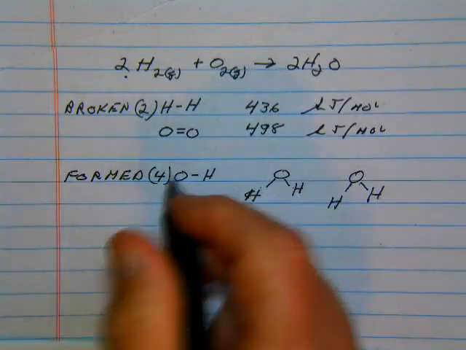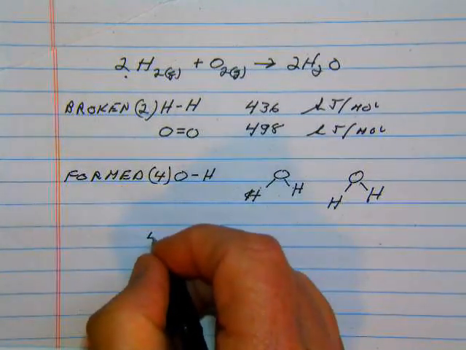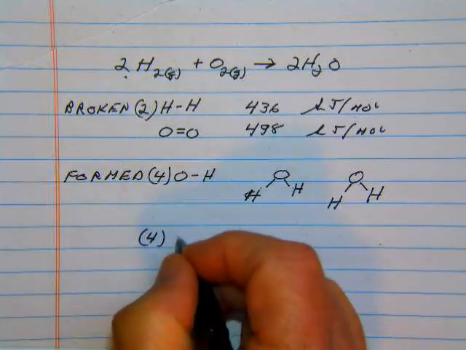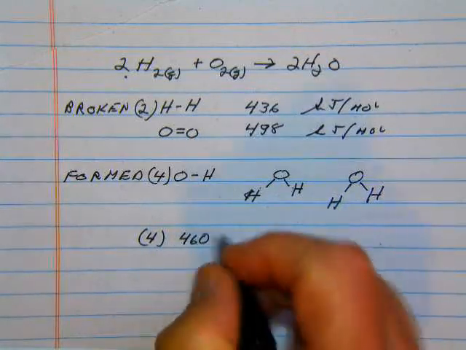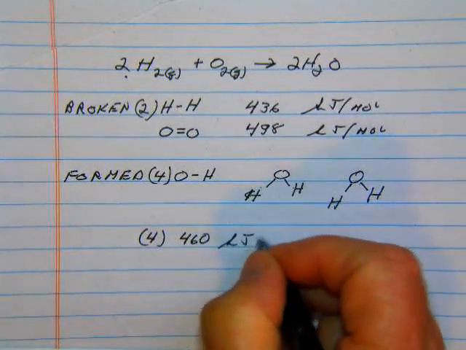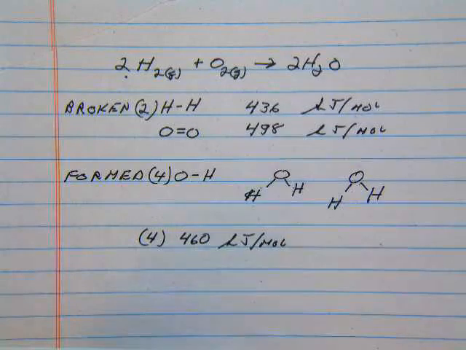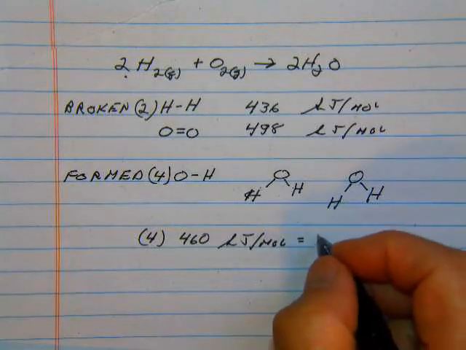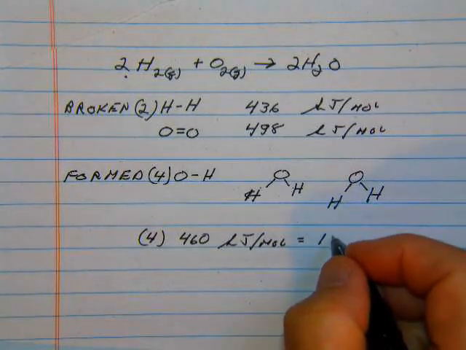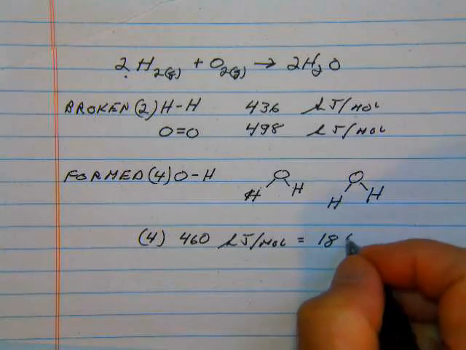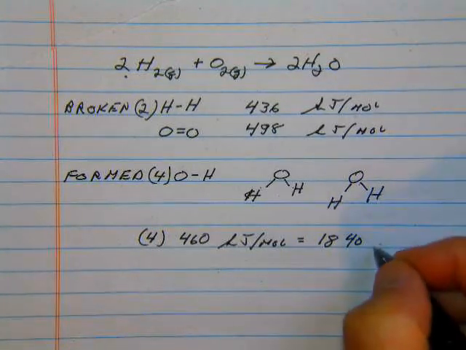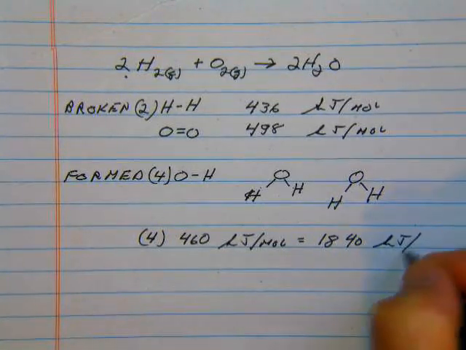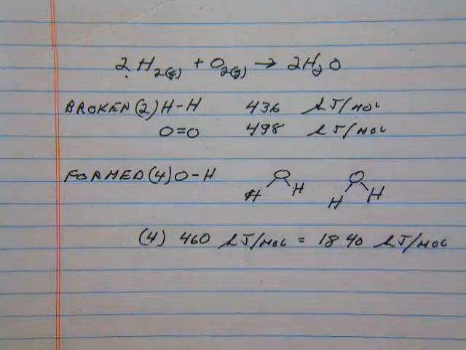So we've got 4 times 460 kilojoules per mole. If we multiply that out, that's going to equal 1840 kilojoules per mole. All right, from there we can go back into our formula.